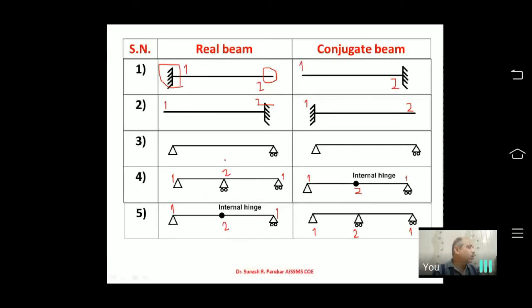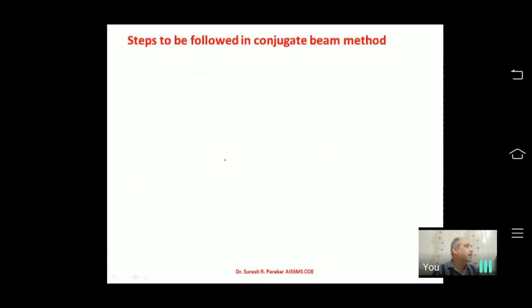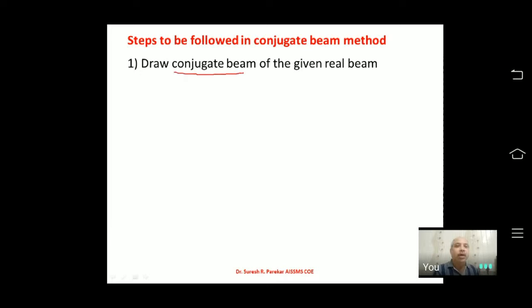Now you can go to the next. We have the steps. You can see what the first step is: draw the conjugate beam of the given real beam. This is an important one. You have to plot the conjugate beam. How we are going to plot the conjugate beam, we have seen. So this is the first step.